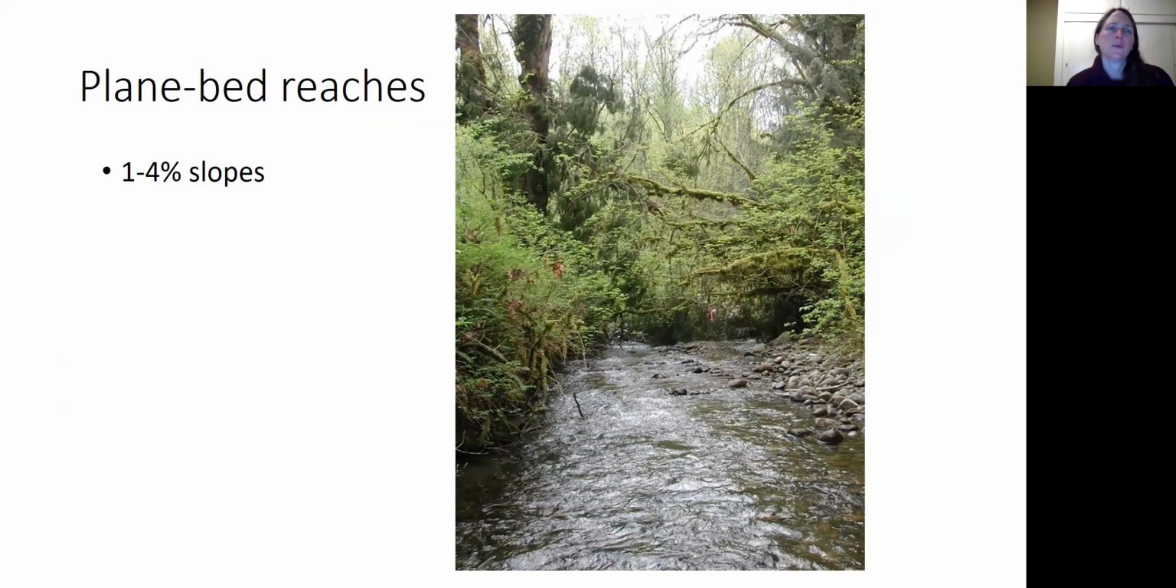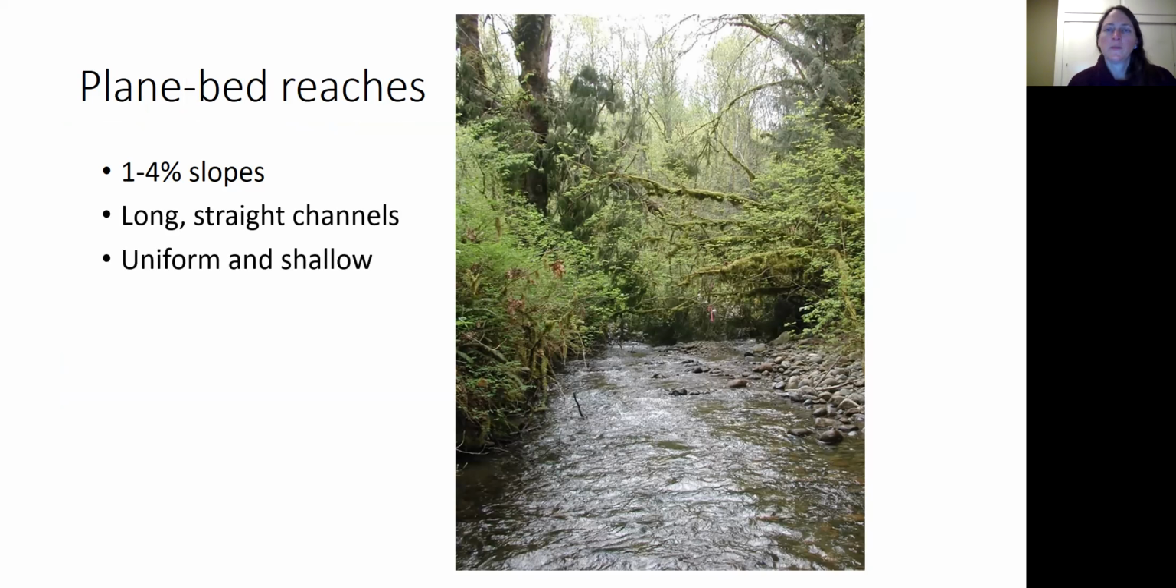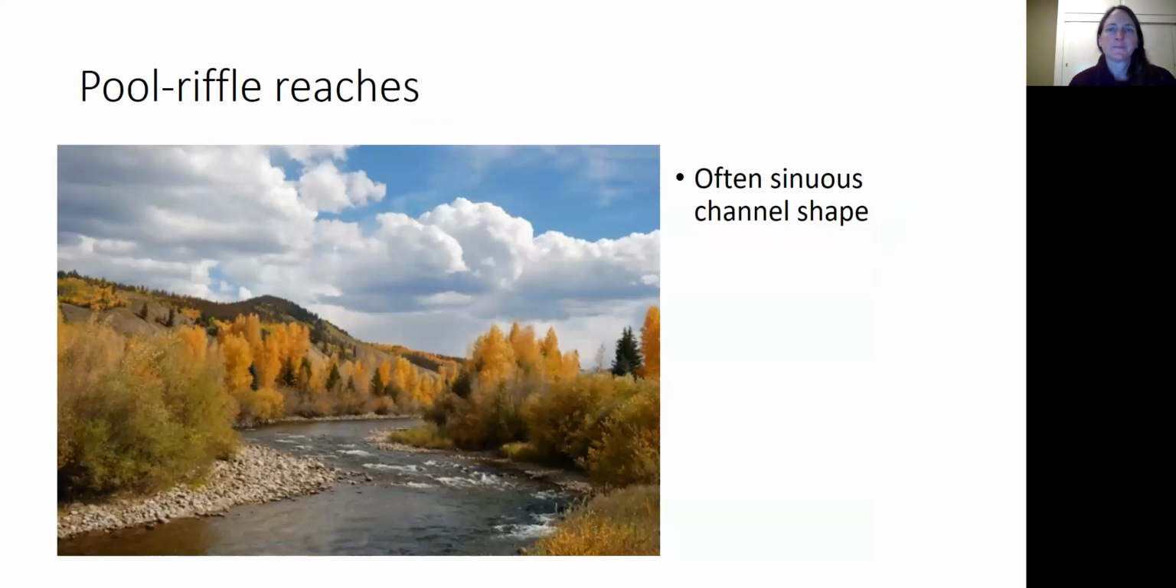Then at between 1 to 4% slope, you get what are called plain bed reaches. They're long, straight channels. They tend to be uniform and relatively shallow, and you don't typically find channel spanning structures, just lots of rocky habitat.